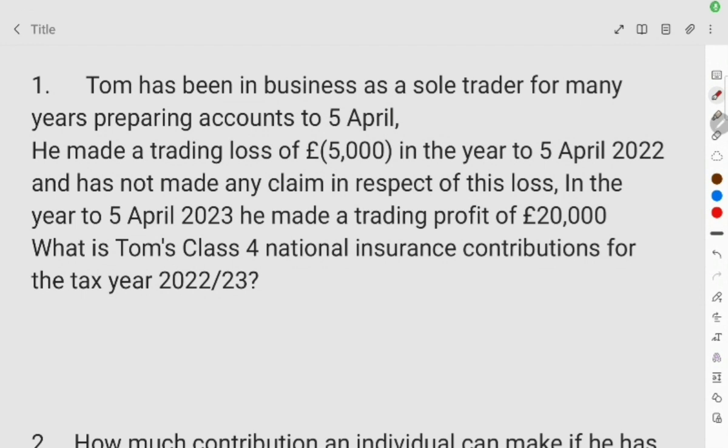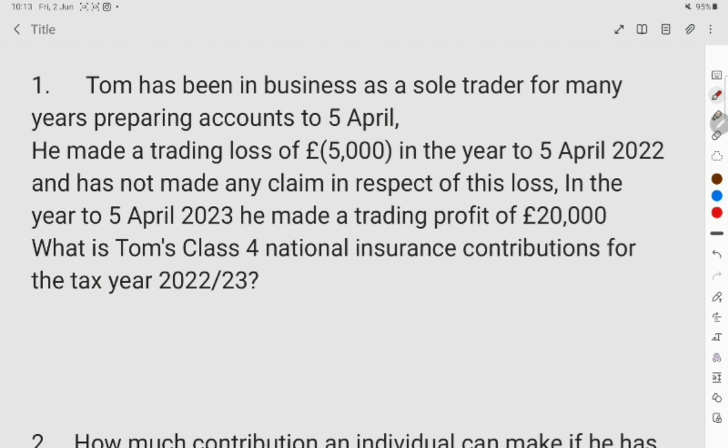Question number 1. Tom has been in business as a sole trader for many years, preparing accounts to 5th April. He made a trading loss of £5,000 in the year to 5th April 2022 and has not made any claim in respect of this loss. In the year to 5th April 23, he made a trading profit of 20,000. What is Tom's class 4 NIC contribution for the tax year 22-23?